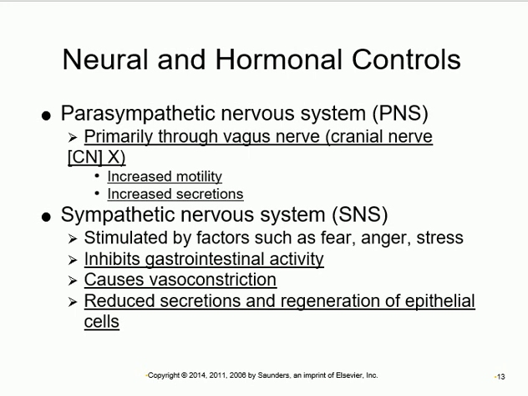It's more specific to remember the vagus nerve. This is the main nerve for the parasympathetic. Specifically, the vagus nerve. For the parasympathetic, we're talking about the vagus nerve.